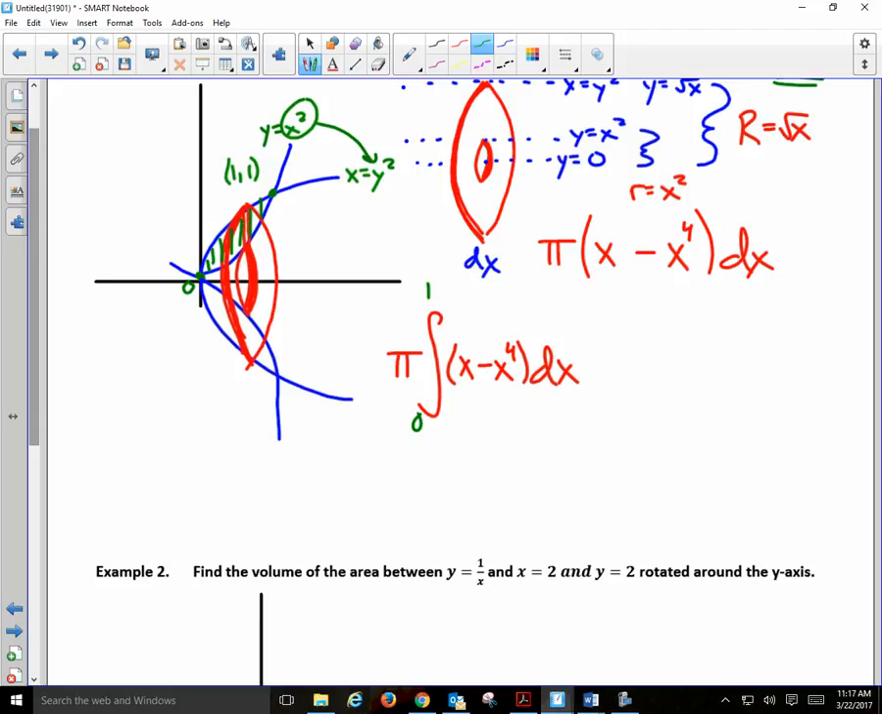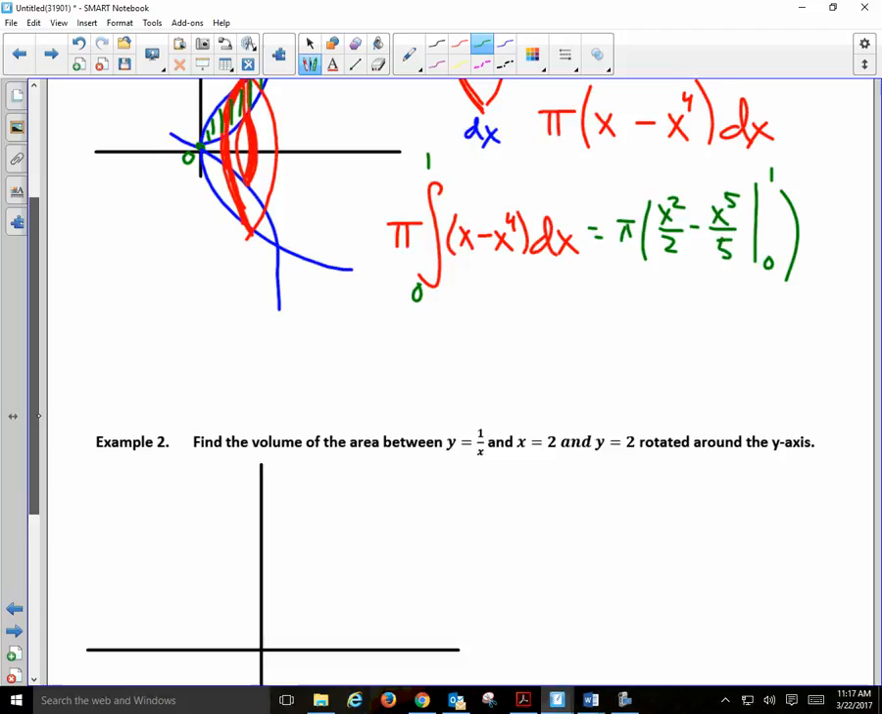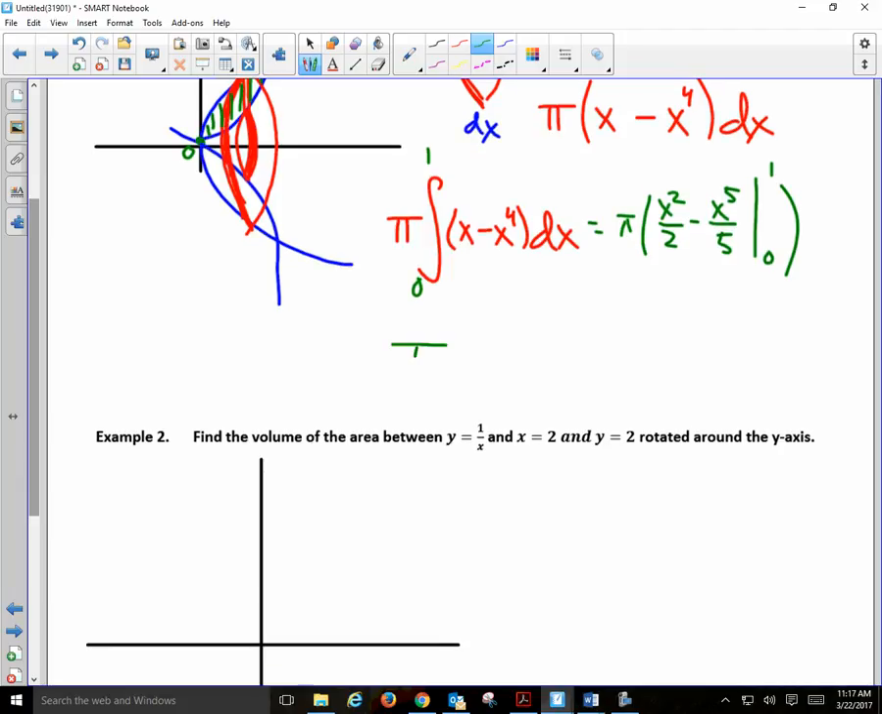It's the antiderivative of x, x squared over 2, antiderivative of x to the fourth, x to the fifth over 5, evaluated at 1 and 0. Rest is easy peasy, lemon squeezy. We got pi times 1/2 minus a fifth. Oh no, I need common denominators. 5/10, 2/10, 3 pi over 10.